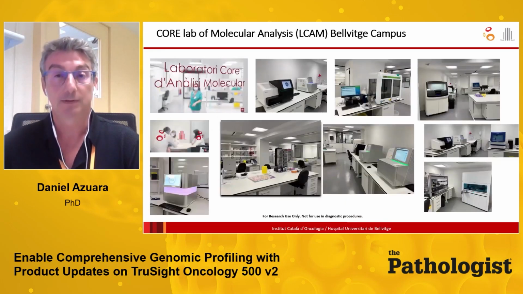For this purpose, the core lab of molecular genetic analysis at the Bellvitge campus was established. It's a joint laboratory between the pathology and biochemistry departments of Bellvitge hospitals and the molecular diagnostic laboratory of the Catalan Institute of Oncology. It has pipetting robots for the library preparation and different sequencers.